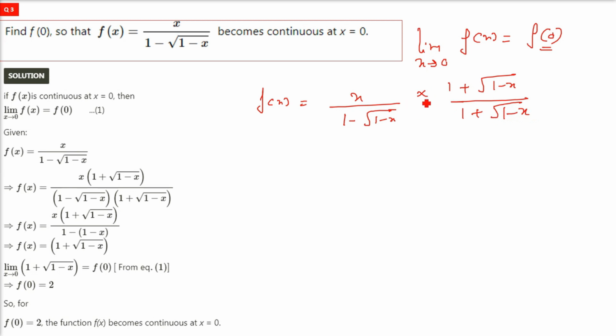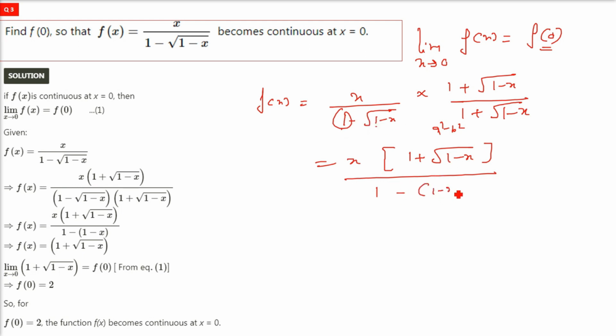Now what will be the benefit? The root will be removed from the denominator. So x into 1 plus under root 1 minus x. In the denominator we have a minus b and a plus b, so it has to be equal to a squared minus b squared. So 1 squared is 1, minus under root 1 minus x whole squared is 1 minus x. So just write 1 minus x.